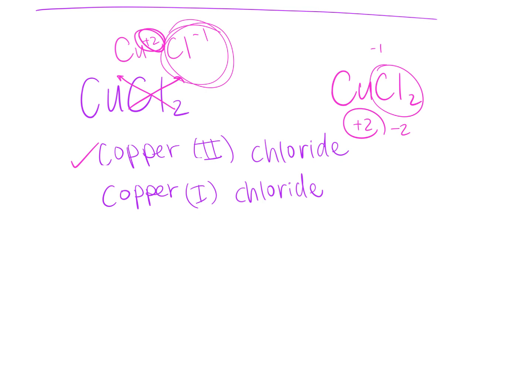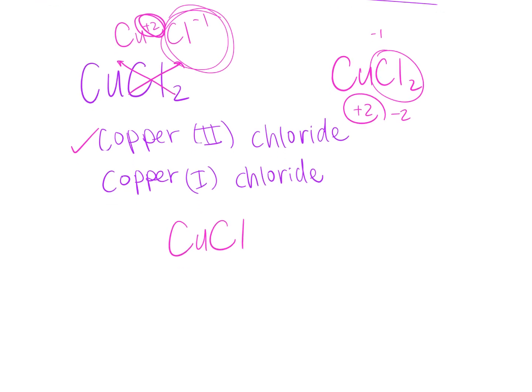If it was copper 1 chloride, our formula would have just been CuCl. They would have fit together perfectly because the anion charge never changes. So I'm always kind of checking it with my anion. Okay? All right, let's try another one here.